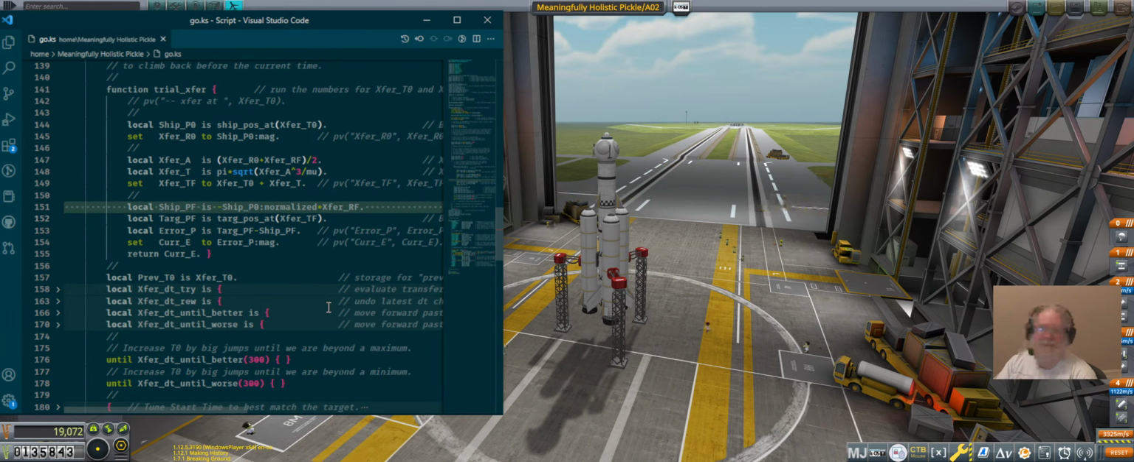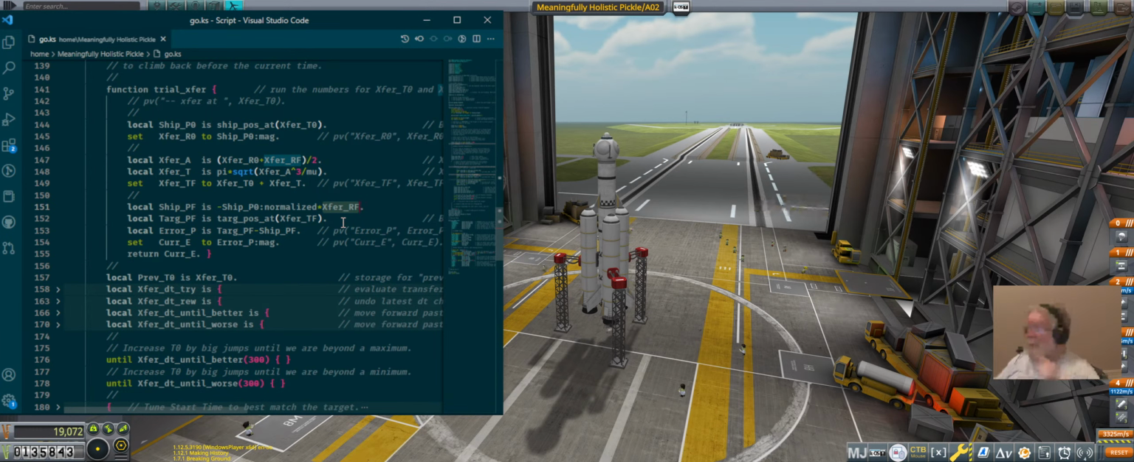Where's the ship going to be at that time? Well, it's exactly 180 degrees around from where we started. So we take our initial ship position, ship P0, which is from the body to our starting position. We take the negative of it, so now we're pointed the other way. We normalize it so it's length 1, and we multiply it by the ending radius. So now we've got a vector going the other way that's as long as the ending radius, and that is our position at the end of the transfer.